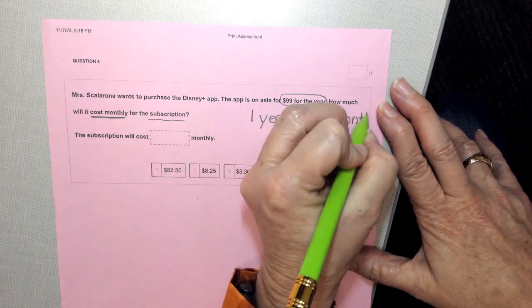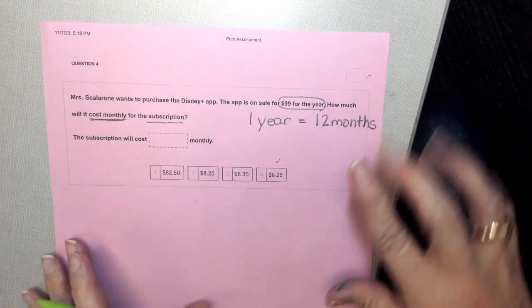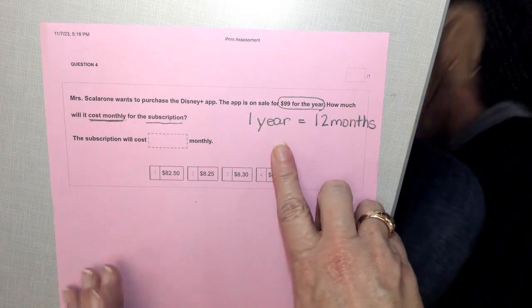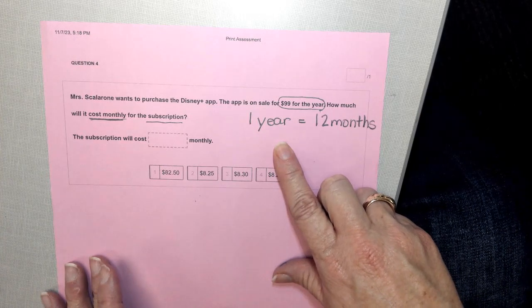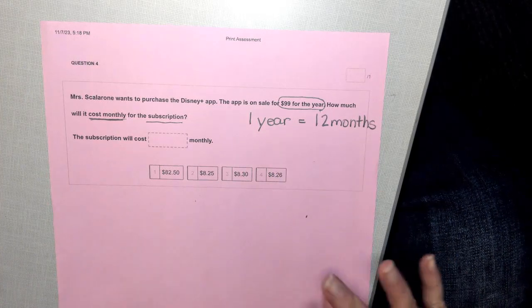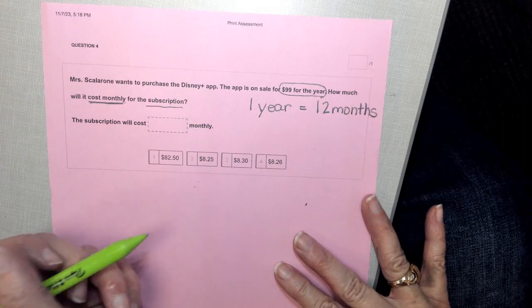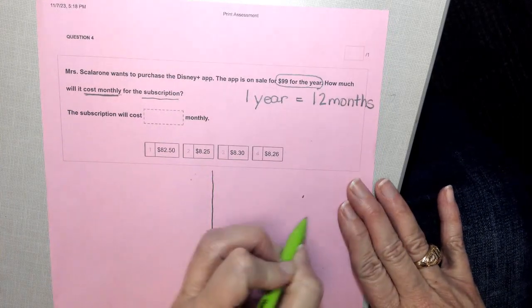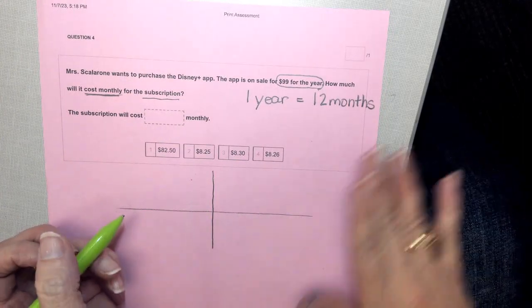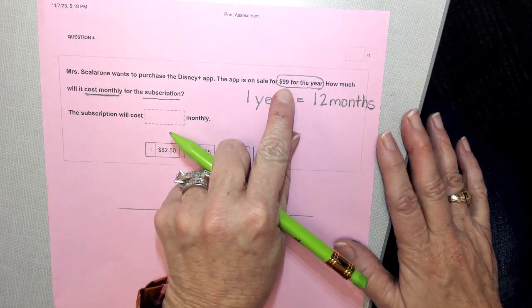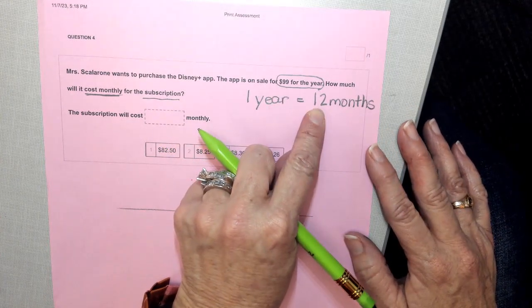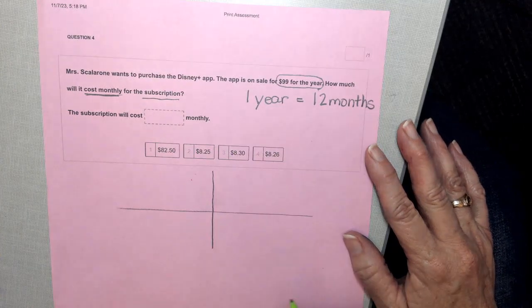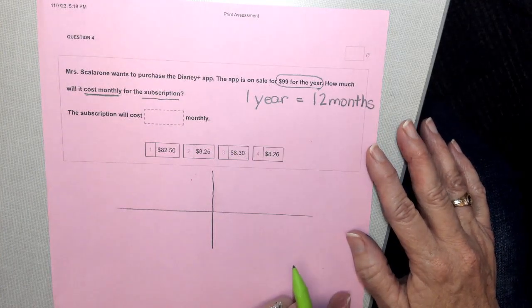Oh, okay, so that means every month I'm going to get charged for some of this Disney information. So we want to know what that is. I'm thinking to myself, before I even get started, what's happening here? We're taking this $99 and we're going to split that cost over 12 months.